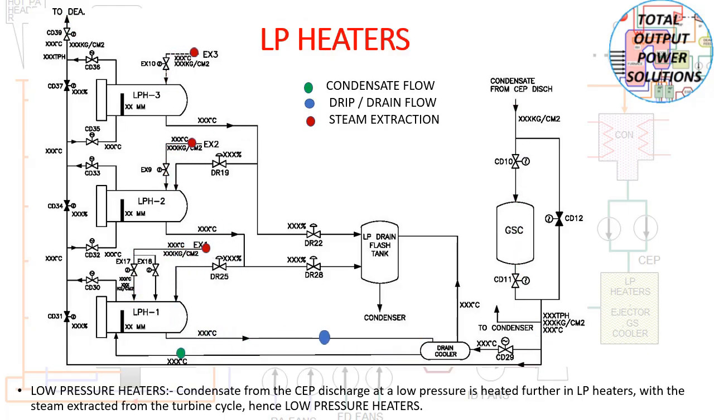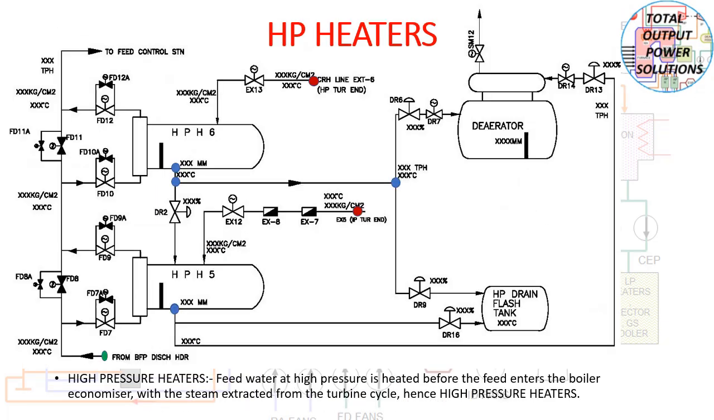The HP heaters: here you can see there are two HP heaters, HP heater number 5 and 6. First of all we will see where the feed water is being heated. Feed water from the BFP discharge goes into HP heater number 5, and then to HP heater number 6, then to the feed control station and then to the economizer boiler inlet. This is the feed water.